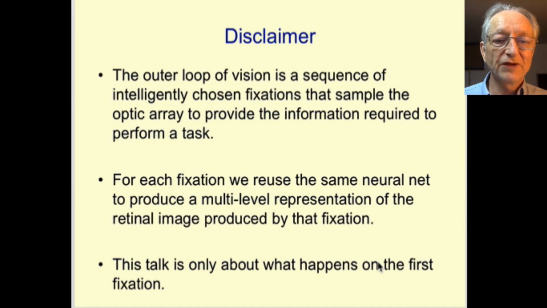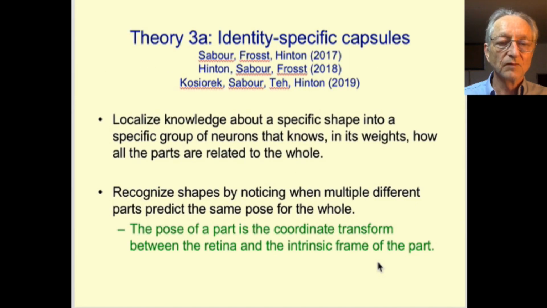Now, before I go any further, I should make a disclaimer. This talk is not about the whole of vision. Vision is basically a sampling process. And we intelligently choose where to look next, so we don't have to process the whole image at high resolution. But for each fixation, we reuse the same neural net. This talks about what happens on the first fixation.